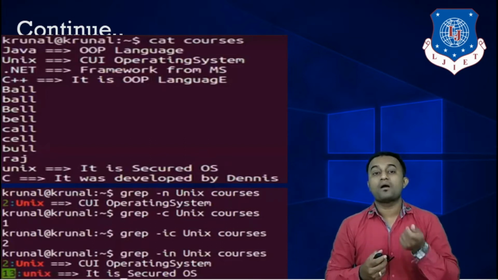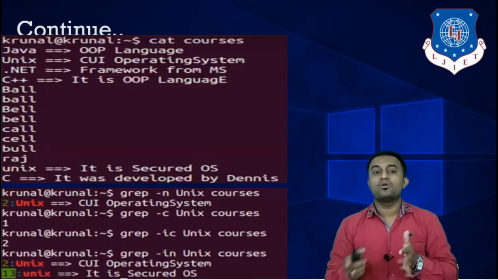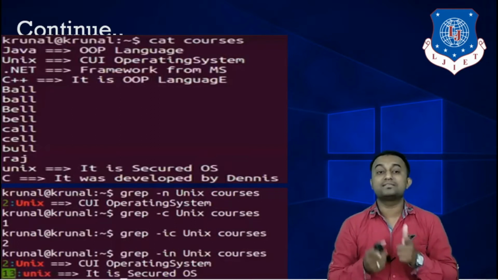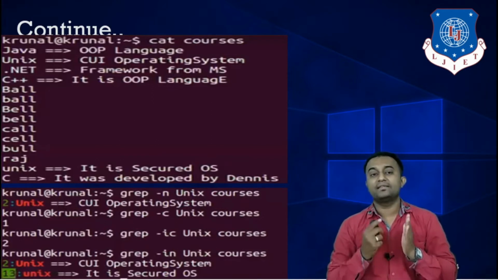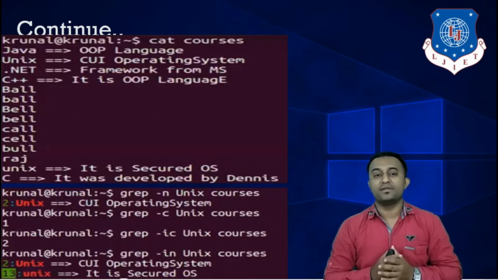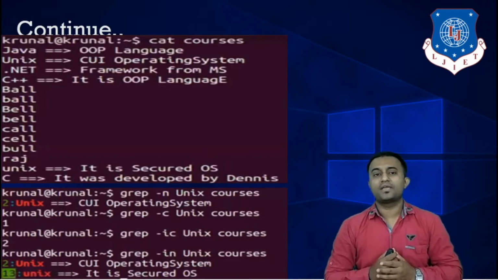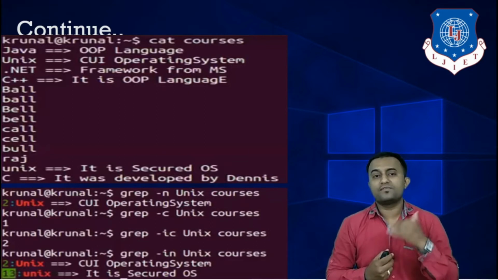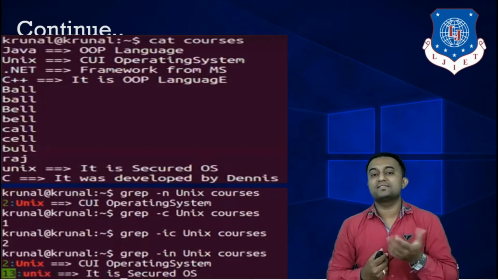So grep space -n Unix courses. It will display the content of the second row, but with its line number, 2, because it is the second row. So 2 is displayed and then the content of that row is displayed. Fine. Same way, one more option we have in grep. Suppose you want to count how many rows satisfy a particular condition, in that case we have the -c option.